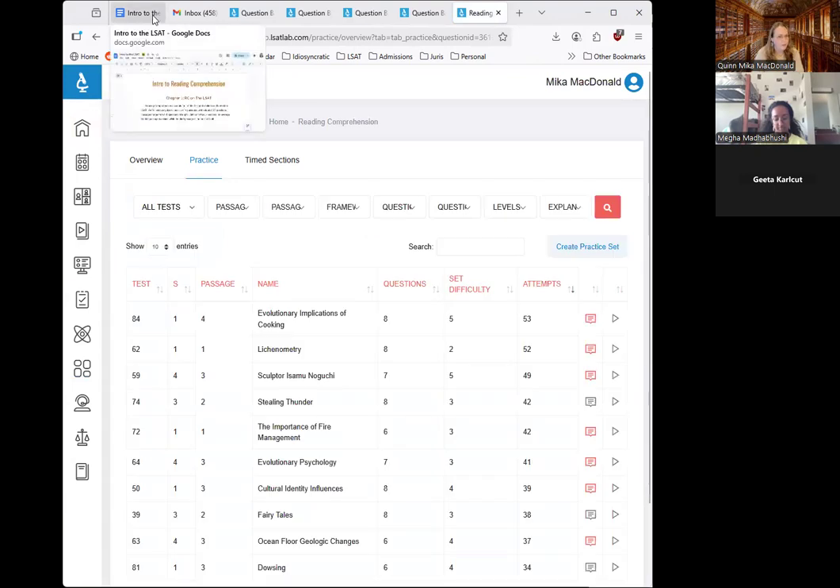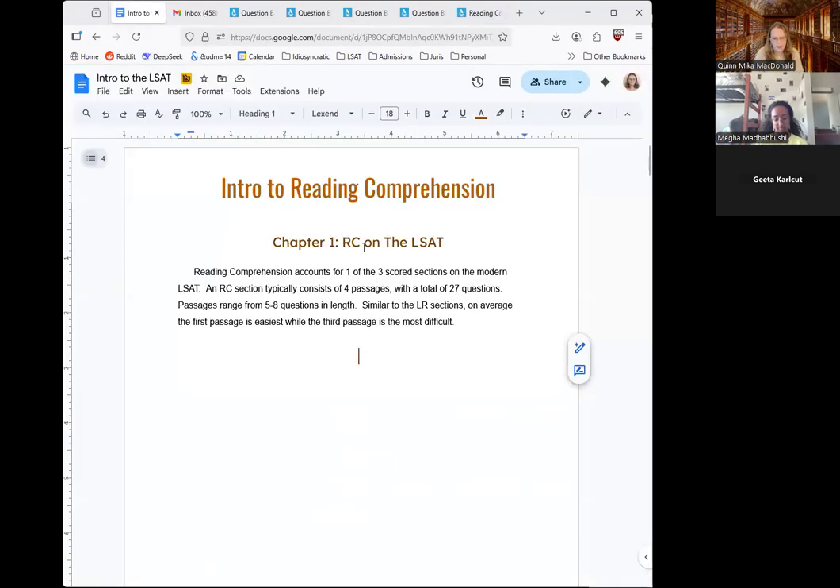All right, so reading comp section of the LSAT. Basic little intro here. Both of y'all know this, but I'm sure plenty of people watching the video don't. RC counts for one of the three scored sections, right? There are two scored LR, one scored RC on the LSAT.